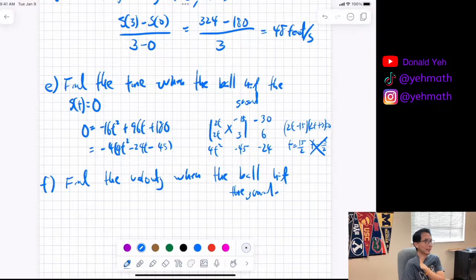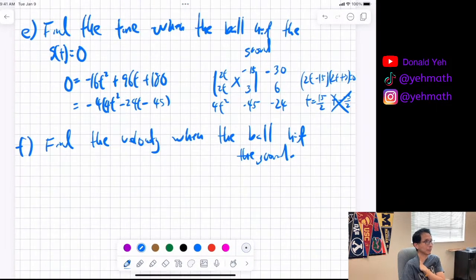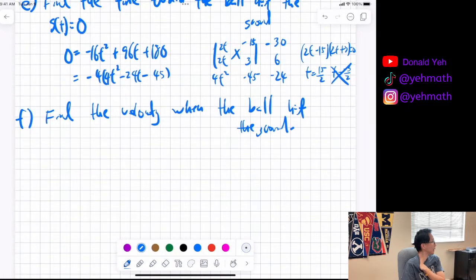I mean, technically, 1 second after that it is going to be 0. But when they hit the ground, they have a speed. So how do you find the velocity when they hit the ground? You just plug 15 over 2 into the velocity equation.